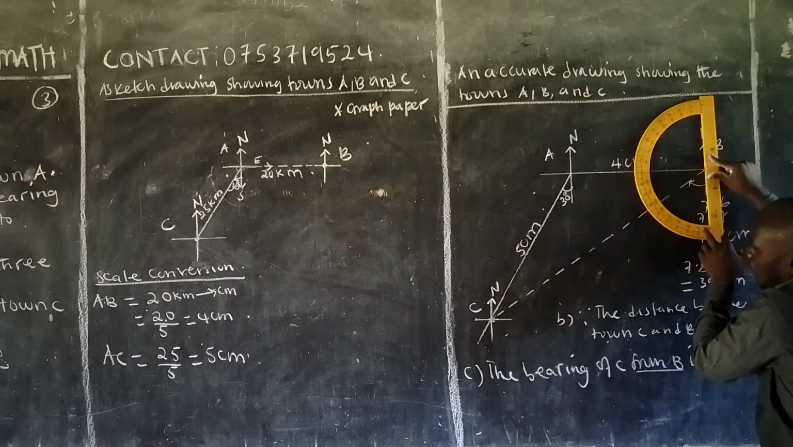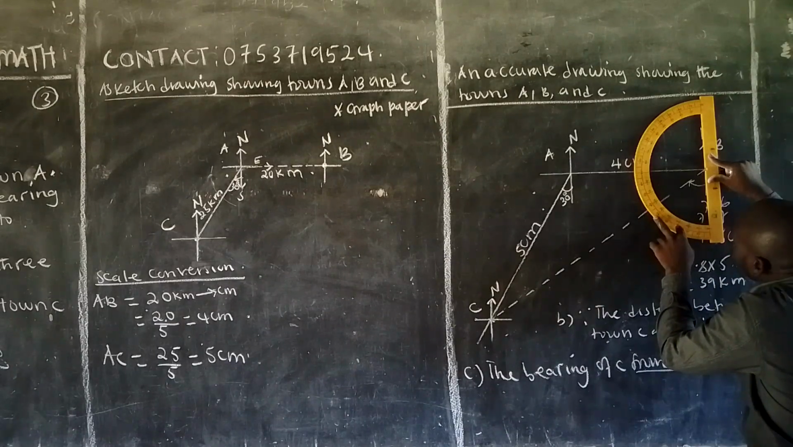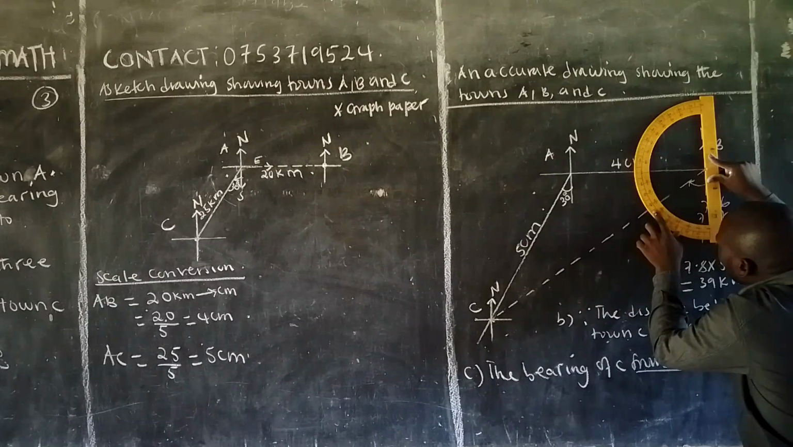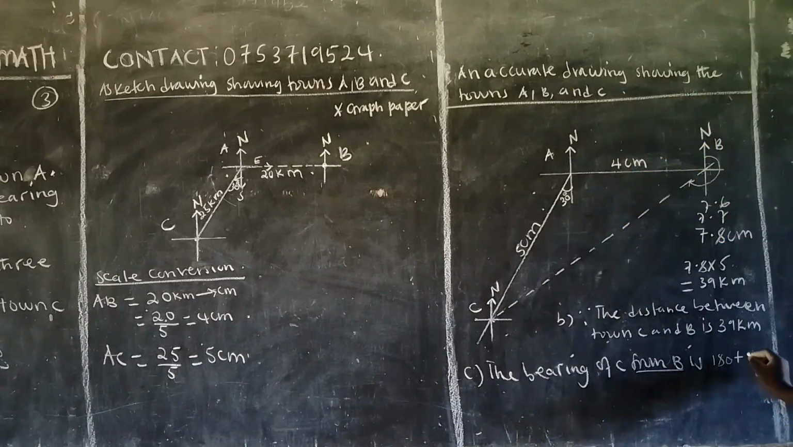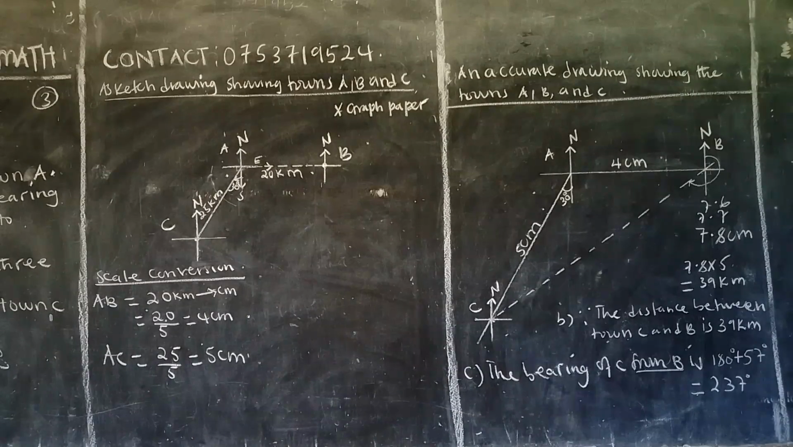So what's the angle there? Measure, this is 0. The angle here, I'm seeing it is a 50 something: 50, 55, 56, 57. I'm seeing 57, according to mine. So plus 57 degrees. From there, you now add, and when you add, you shall get 237 degrees. So therefore, the bearing of C from B is 237, as simple as that.